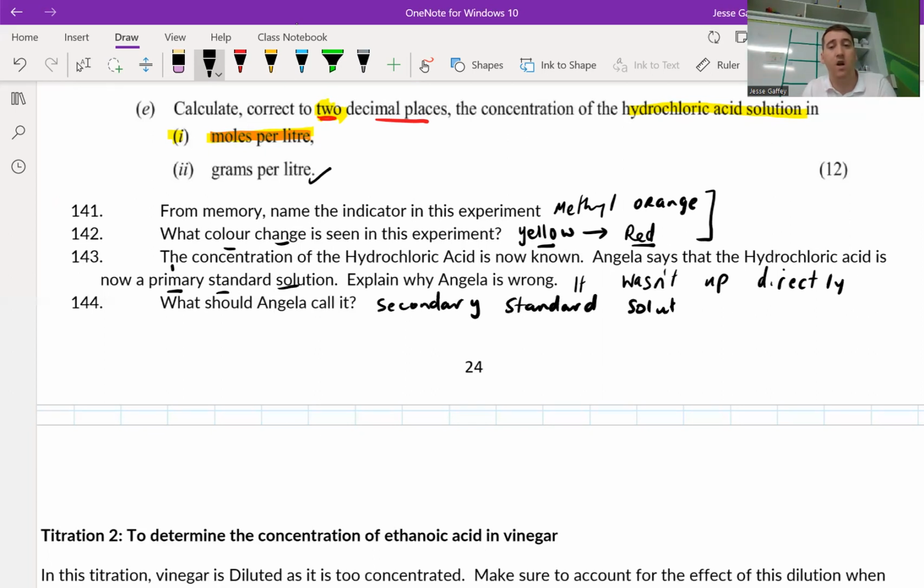Well done. If you got that by yourself, well done. If not, I hope you understand the differences between primary standard solutions and secondary standard solutions. Now, primary standard solutions are ones you make up. You use a volumetric flask, you add a certain mass of a solute, you make it up to a certain amount of solution, and you know exactly to the gram, to the 0.1 of a gram, how much is in there. Secondary standard solutions are where we take a primary standard solution and we use it in a titration to find the concentration of the secondary standard solution.